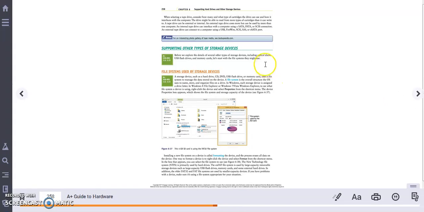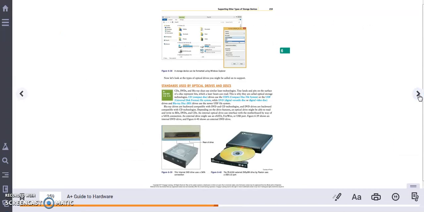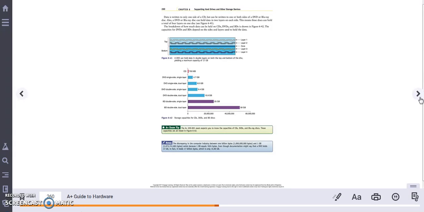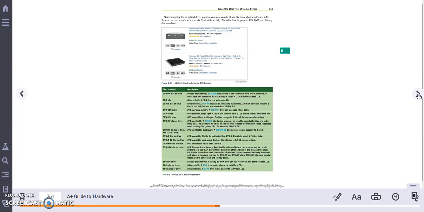And then we talk here about supporting other types of storage devices, and then the file systems used by storage devices. Here are standards used by optical drives and disks. And you can see in this table here, Blu-ray disc, double-sided, dual layer, 50 gigs. That's a pretty good amount. These types of tables, again, you're going to have to memorize if your intent is to get A+ certified.